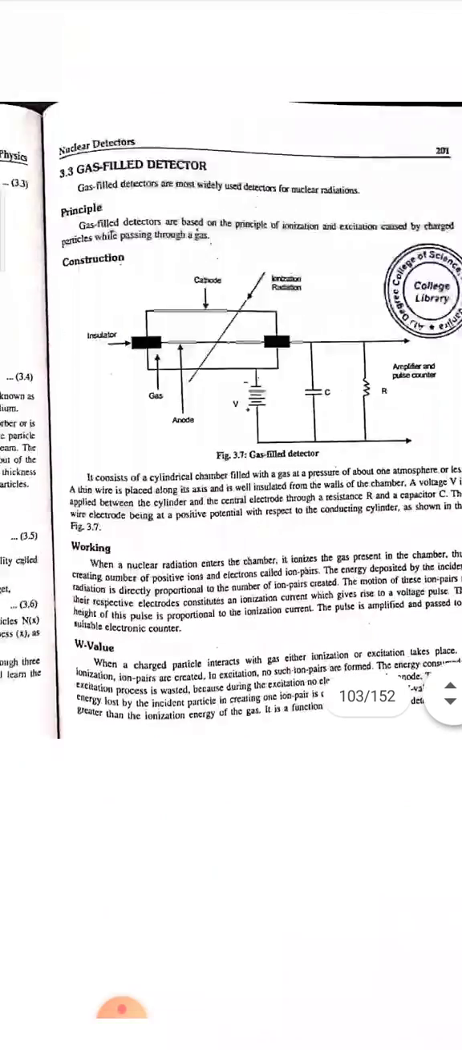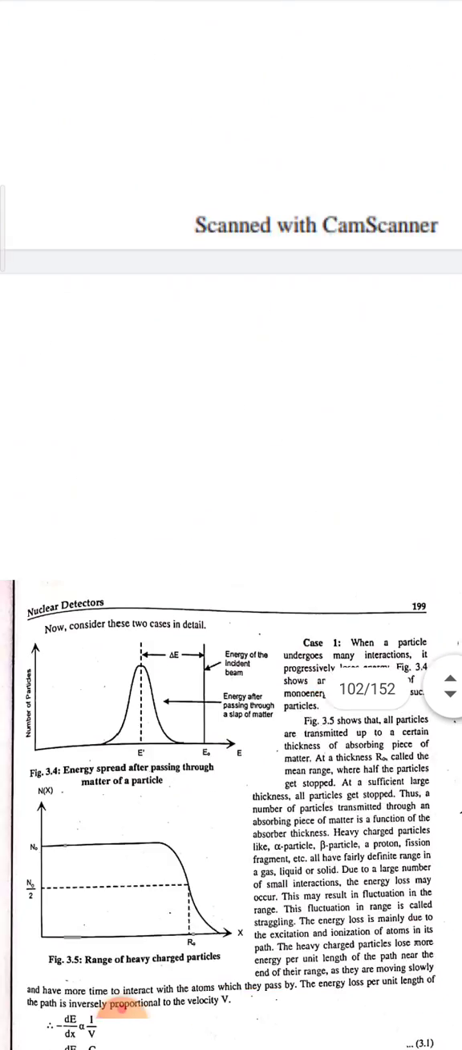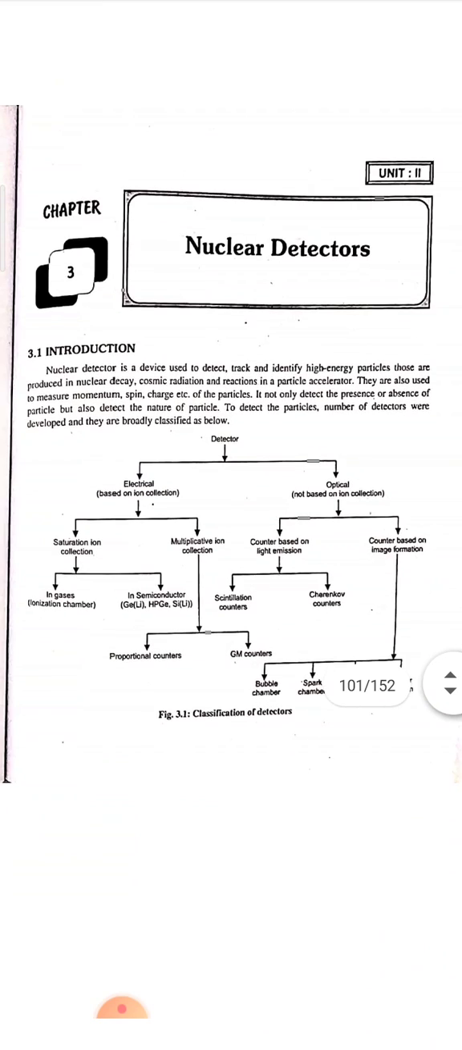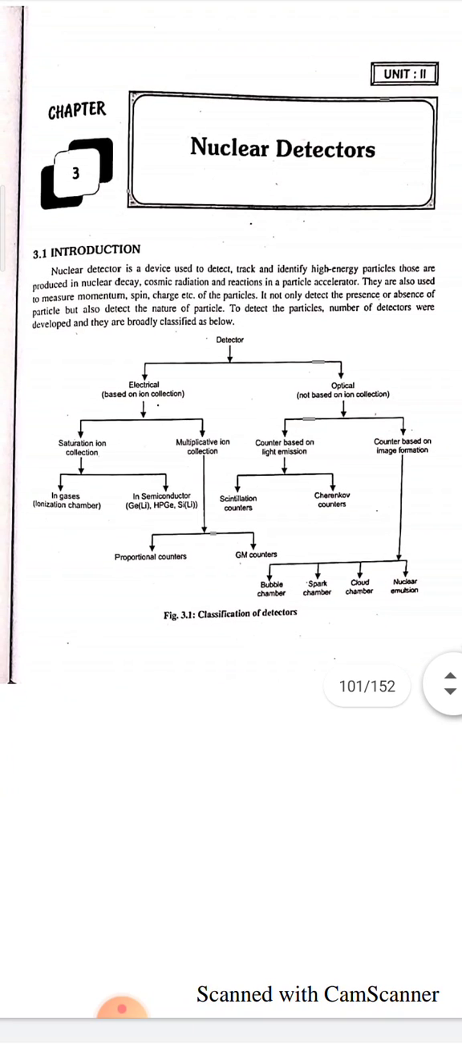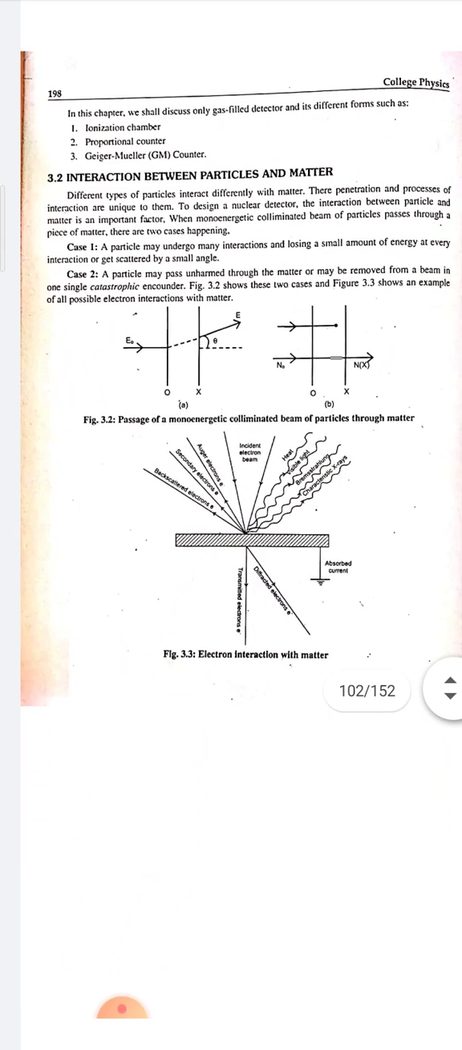These are used to detect nuclear radiations, especially those we have seen: nuclear decay or cosmic radiation reactions. Then we have to discuss the ionization chamber, proportional counter, and GM counter. First of all we will see these, which are all gas filled detectors in different forms, such as the ionization chamber, proportional counter, and Geiger-Muller counter that we have to see.